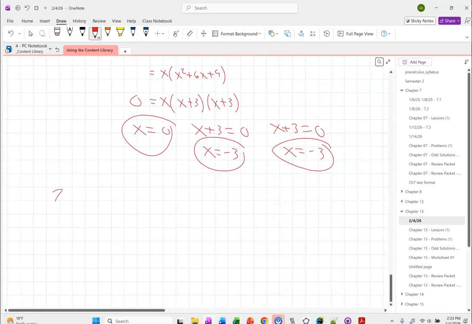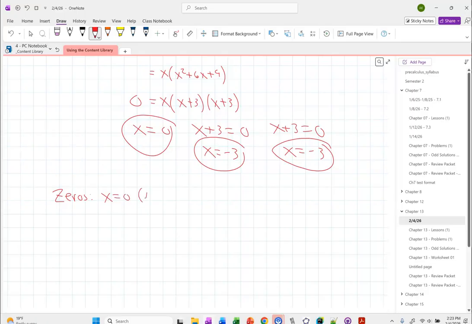Notice that I got a repeated solution here. The 0 is used just one time. That means it has multiplicity 1. Negative 3 I got twice. That means it's multiplicity 2. Everybody feel okay there? So far, this feels pretty familiar, I hope.